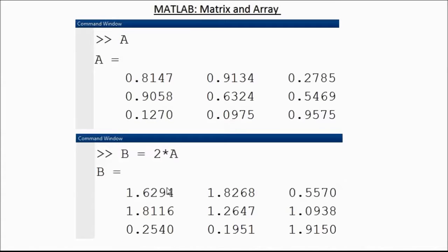B = 2*A means that MATLAB multiplies every element of A with 2. So this is the same A here. So twice of A means that every element of A is getting multiplied with a 2, and you have this B matrix with this operation, twice of A.